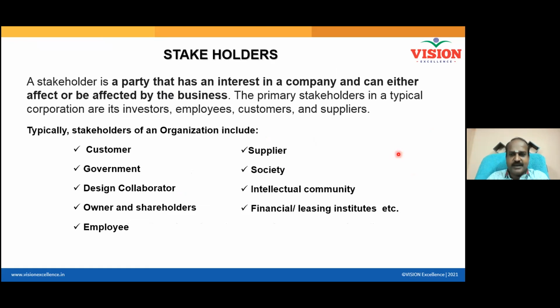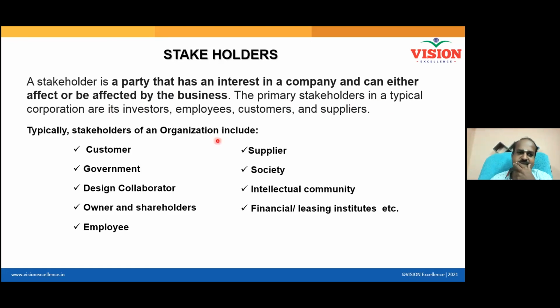Actually, we talked about both step 1 as well as step 2 together. Now, stakeholders. These are all very light things. Now tell me, as far as the training program is concerned, the black belt training program, I want to know who the stakeholders are here. First of all, we will read out the definition of the stakeholder. A stakeholder is a party that has an interest in a company and can either affect or be affected by the business. A stakeholder can affect the business or the business can affect the stakeholder, right?